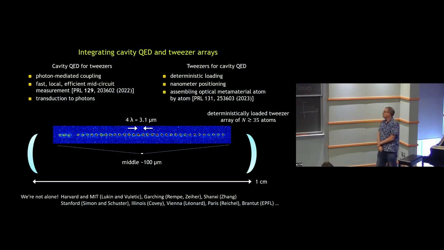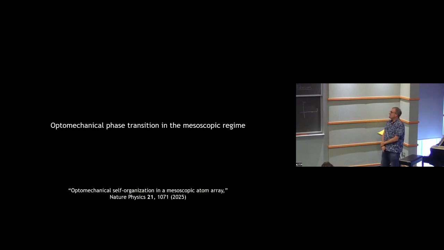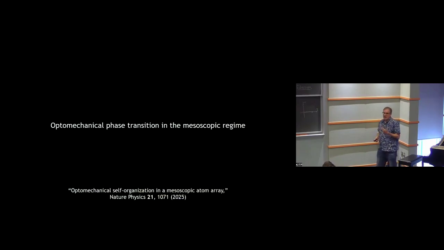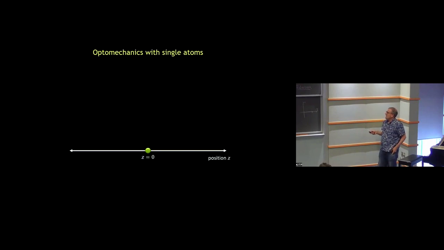All right, so now what are we doing with this quantum system? I want to turn immediately to the idea of phase transitions that are realized in a mesoscopic regime. Obviously, you realize this is a mesoscopic object that I've placed inside of the cavity, and now we can think about its dynamics. We're going to focus in particular on optomechanics. So let me try to describe that with the following cartoon.